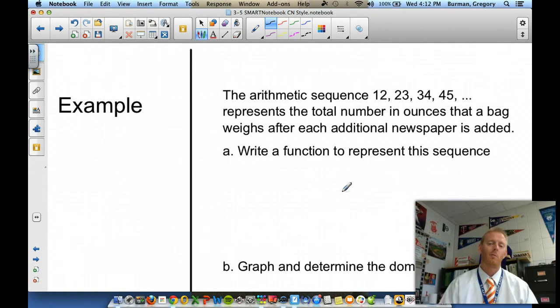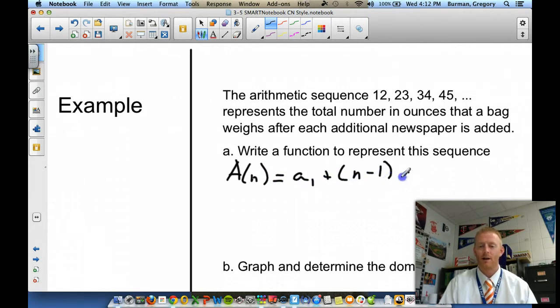So, a similar type of problem. An arithmetic sequence: 12, 23, 34, 45. It represents the total number of ounces that a bag weighs after each additional newspaper is added. So we're going to write a function. That means we have to use our formula: a sub n is equal to a sub 1 plus n minus 1 times d. Now we know that the first term was 12, so we're going to plug that in.